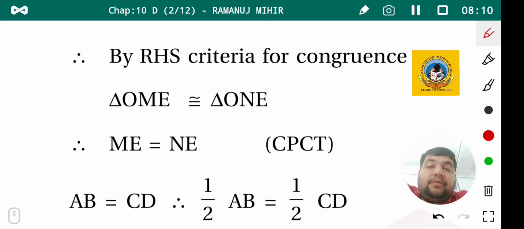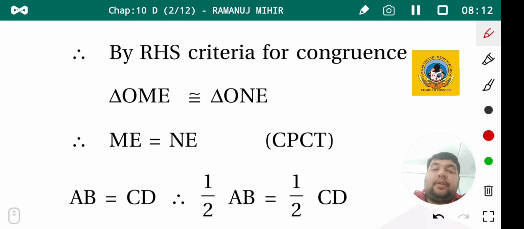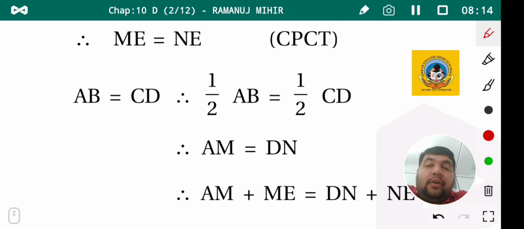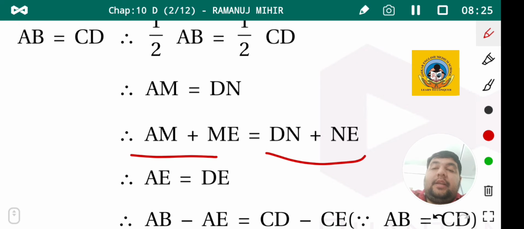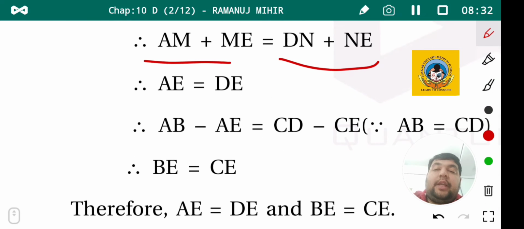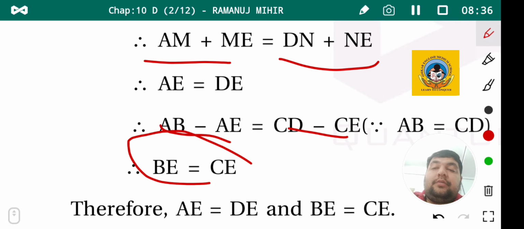Now AB is equal to CD, so half of AB is also equal to half of CD. Half of AB is AM and half of CD is DN. So they are equal, and if you add ME and NE on both sides, it will become AE equal to DE. Okay. Now AB minus AE and CD minus DE will be equal.